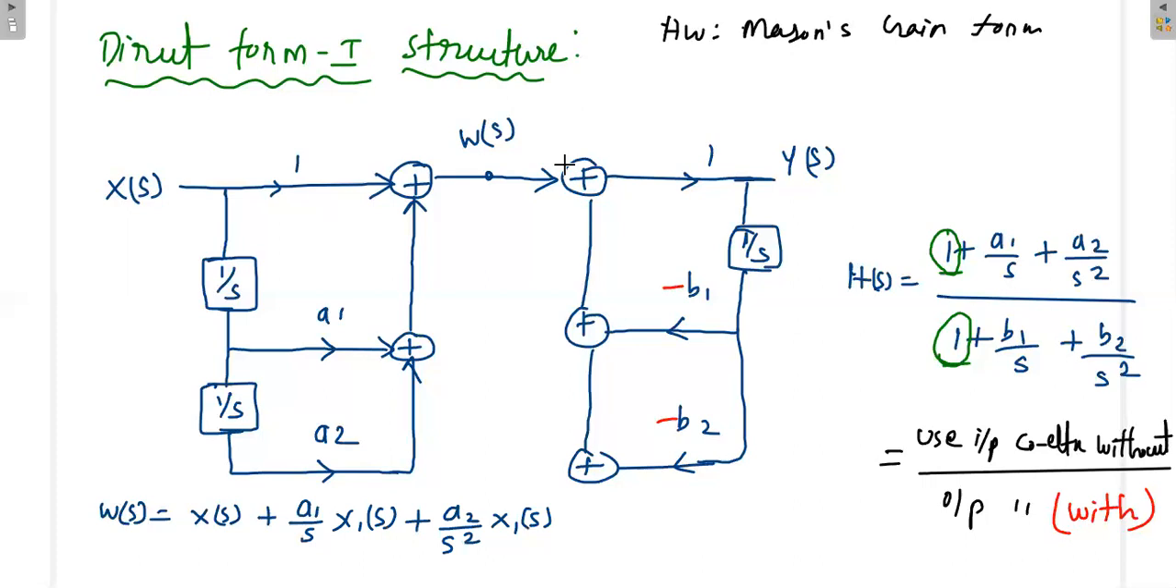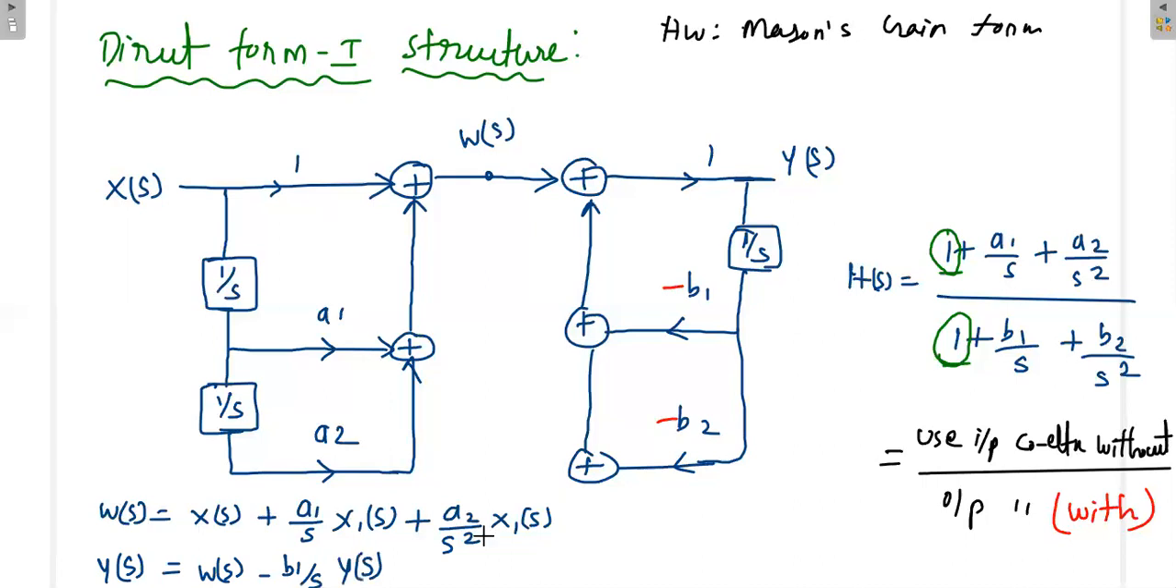Okay, similarly I'll try to write Y(s). Y(s) is equal to directly W(s) multiplied with 1, that is W(s). Again the same W(s) is coming this way with 1 by s multiplication and with minus b1. That means minus b1 divided by s Y(s).